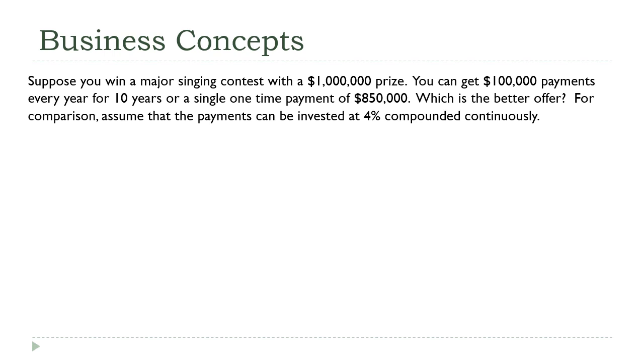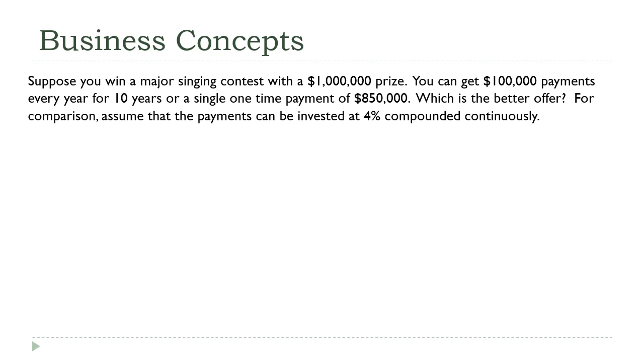So what we've got going on here is I'm saying, suppose you've won a major singing contest with a $1 million prize, right? And this is often the case with these things. You don't really know this if you're watching the show. You kind of have to read the fine print at the end. They really don't just give these people a $1 million check, right? Instead, they'll do something like what I've got here. You can get $100,000 payments every year for 10 years, or you can get a single one-time payment of $850,000. And my question here is, which is the better offer?